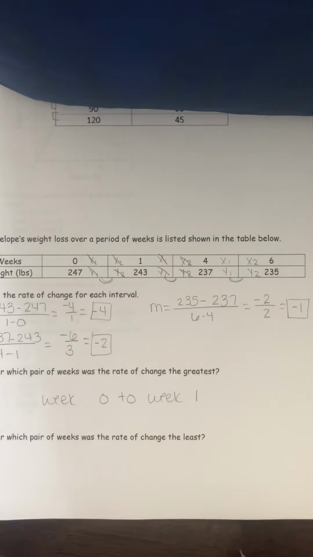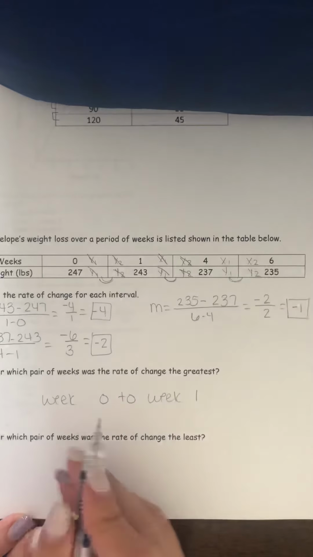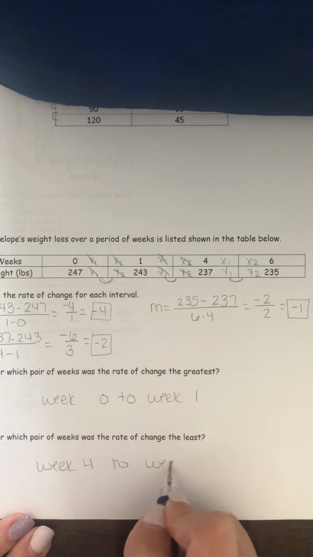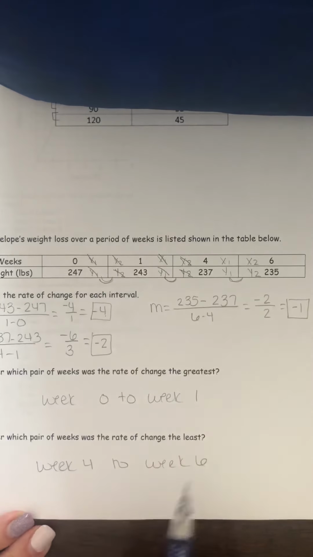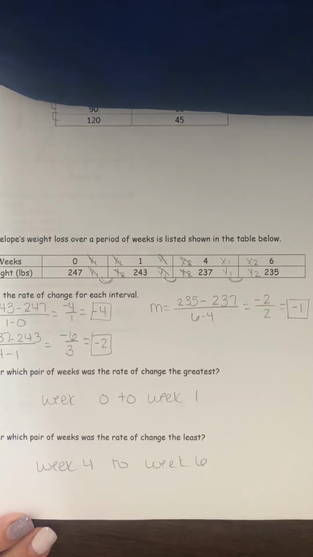And then over which pair was the rate of change the least? They lost the least amount of weight between weeks 4 and 6. So week 4 to week 6. So in this case, you have to do all the different rate of changes in order to answer the questions below.